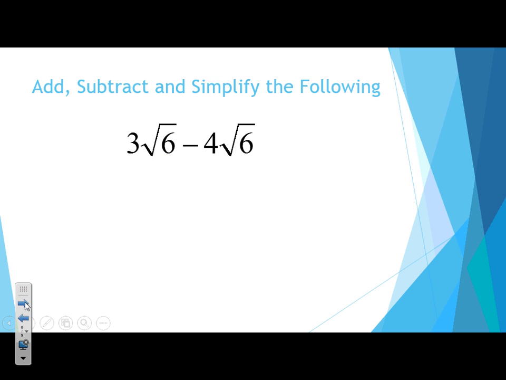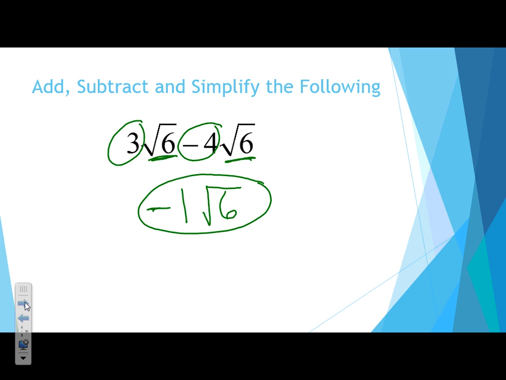Alright, same with subtraction. They have the same radicals, we have the same thing here and here, so all we have to do is take 3 minus 4, which is going to give us a negative 1, and then we have to write the square root of 6. That, ladies and gentlemen, is our answer. That's it. Make sure you guys are getting all these examples written down, please, okay?